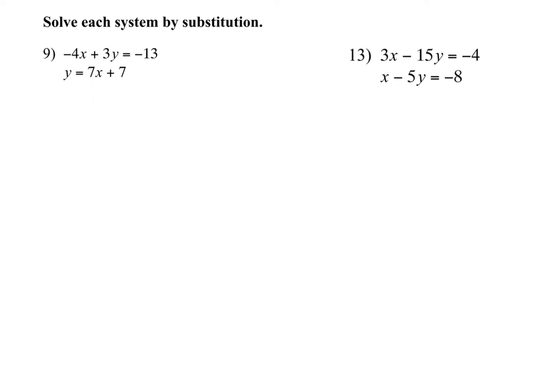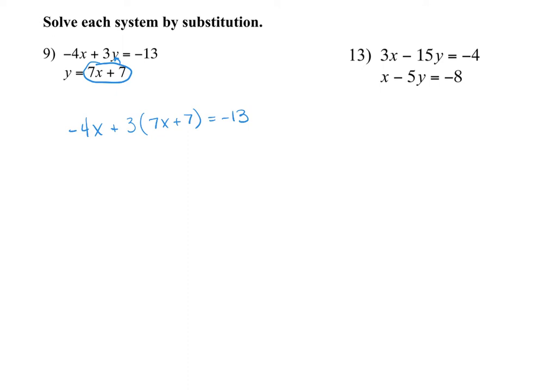When you have a variable by itself, it's kind of already ready to go. You're going to take this right here and plug it into the other equation for that y. The y is by itself. We're going to take that whole group and replace the y with that group. So I have -4x plus 3y. And instead of y, I'm going to write what y is from the second equation, 7x plus 7. It does not have to be the second equation. It just works out this way. And it does not have to be y that you solve for. All right, but it has to be a variable by itself.